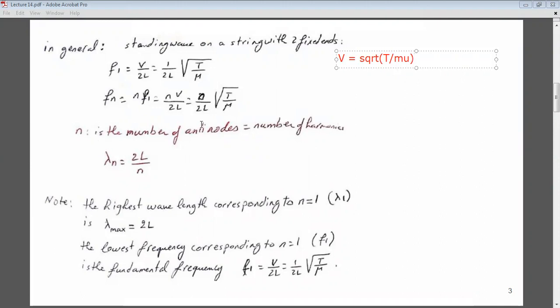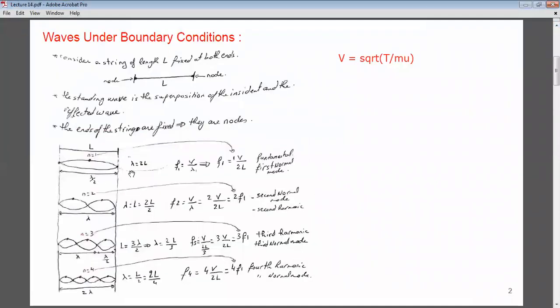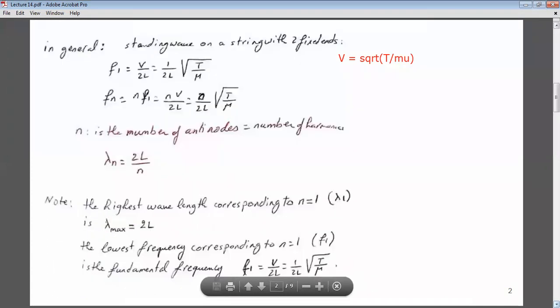Okay, n is the number of antinodes, and it is the number of harmonics, and lambda n is 2L over n. So lambda 1 is 2L. Go back here. In the first case, lambda 1 is 2L. In the second case, lambda 2 is L. Then lambda 3 will be 2L over 3, etc.